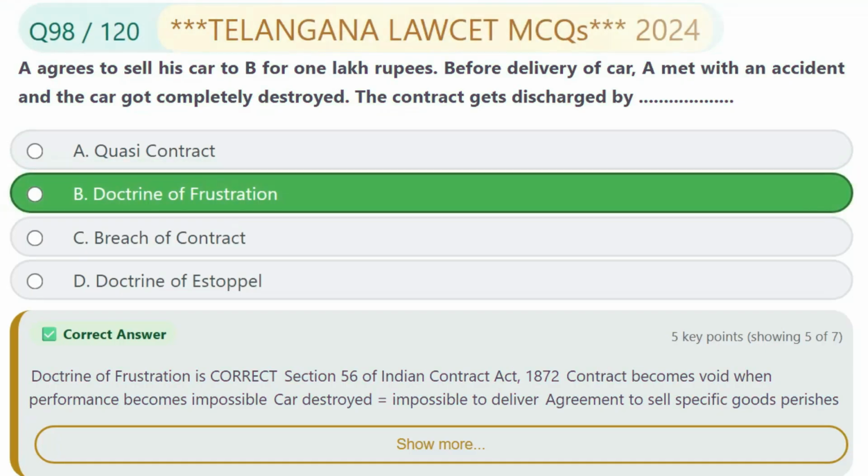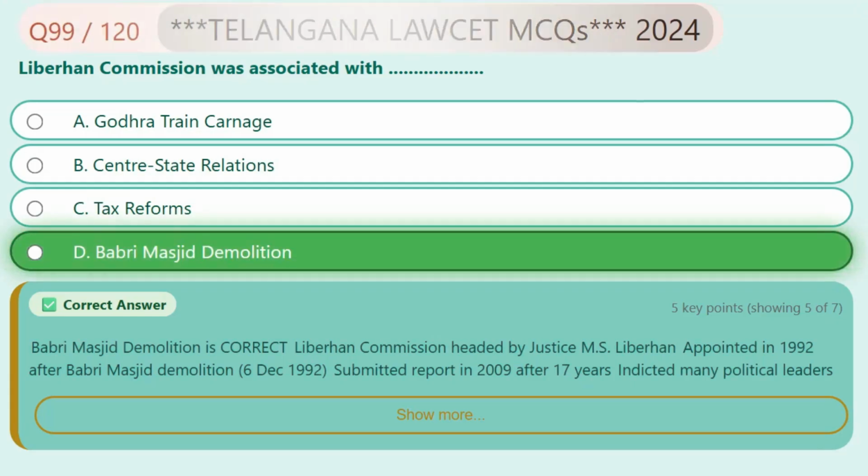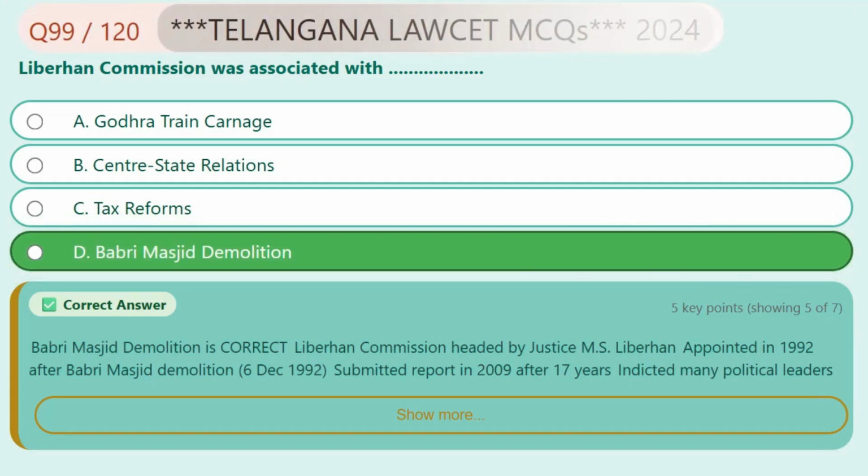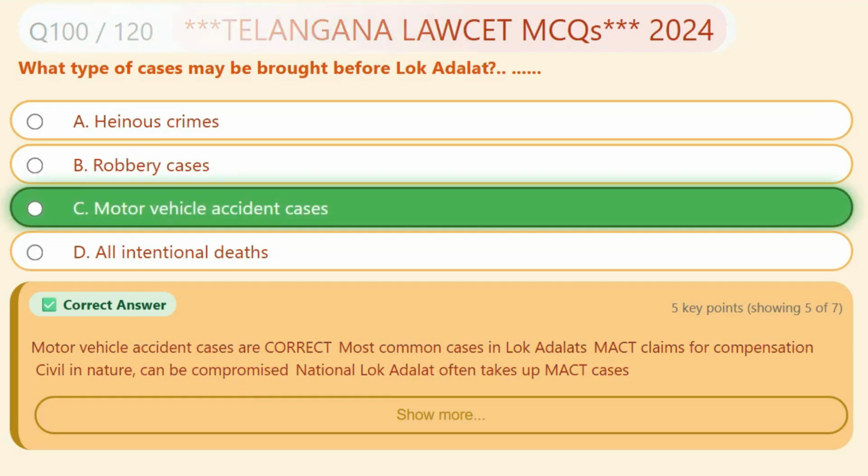A agrees to sell his car to B for 1 lakh rupees. Before delivery of the car, A met with an accident and the car got completely destroyed. The contract gets discharged by the doctrine of frustration. Liberhan Commission was associated with the Babri Masjid demolition. What type of cases may be brought before Lok Adalat? Motor vehicle accident cases.